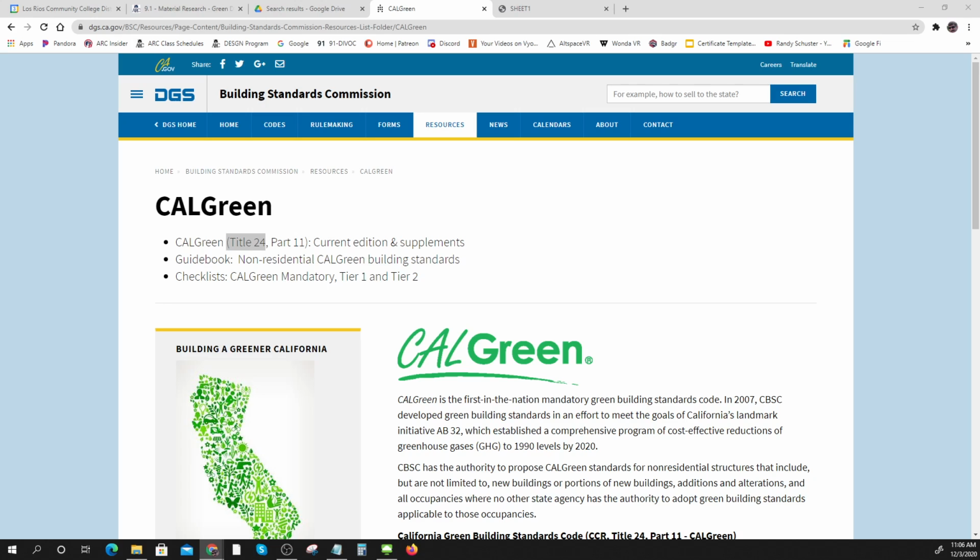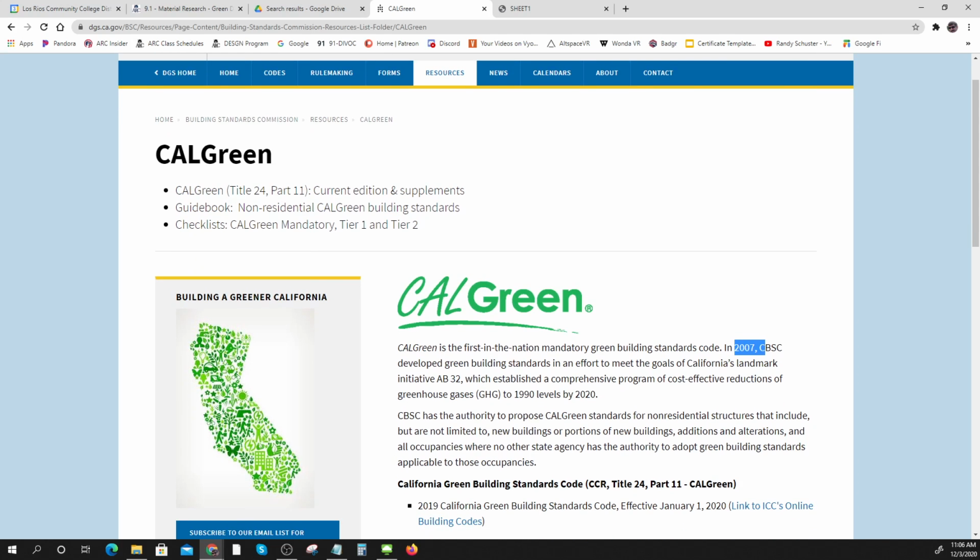All right, so back to Design 300. So Cal Green happened in about 2007. It became really solid in 2010, and there have been updates, but we always had environmental building standards.